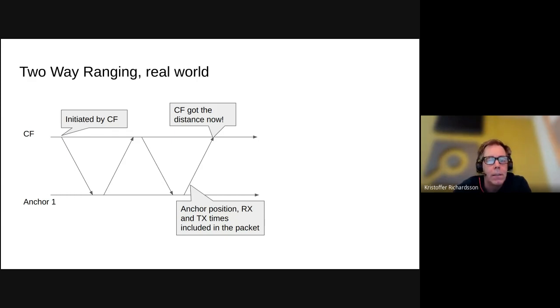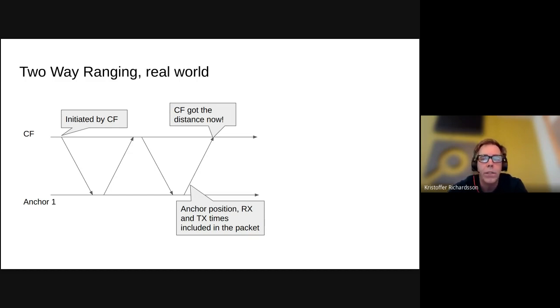Yes, this is two-way ranging. It's fairly straightforward, I think. The nice thing with two-way ranging is that it's very robust. It's driven by the Crazyflie. The Crazyflie ranges to one anchor at a time, pretty much round robin. So it does anchor 0, 1, 2, 3, 4, and so on. And since we get the distance to the anchors, it's geometrically very stable as well.